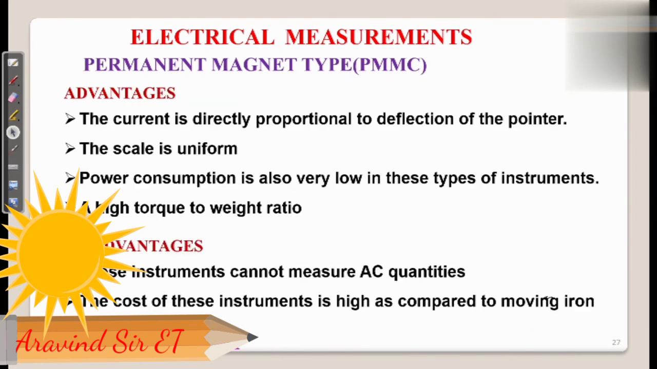Next we come to the advantages and disadvantages of the permanent magnet moving coil. The first advantage is that the deflecting torque is produced due to the current in the conductor. The scale is uniform, and power consumption by the PMMC is very less, so power losses are also less. And the torque is high: the torque to weight ratio, T by W, is very high.